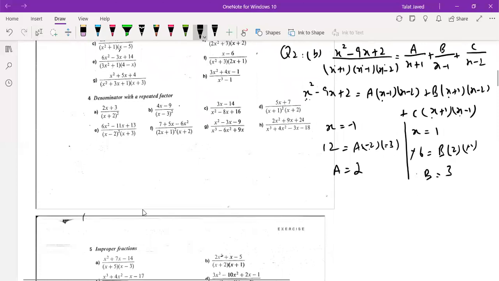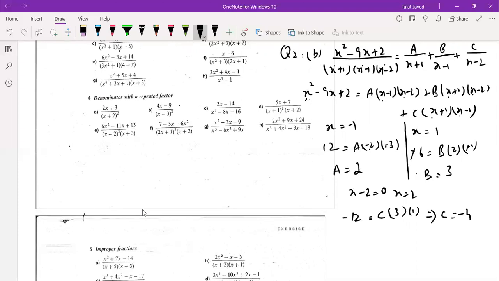Then the next linear factor is x minus 2. When we put x minus 2 equal to 0, we get x equal to 2. Now by putting this value of x equal to 2 in this equation, we get 4 minus 18 plus 2, which is minus 12. When we put x equal to 2 there, the other terms will be 0. This is equal to c into 2 plus 1, which is 3, and 2 minus 1, which is 1. So the value of c is equal to minus 4.